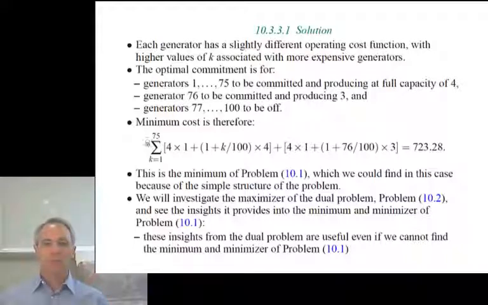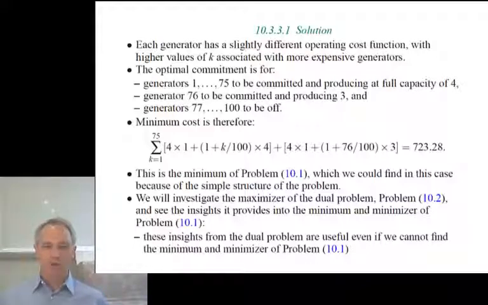In this case, we can calculate the minimum cost. It's the sum over k of 1 through 75 of the cost of each of generators 1 through 75 to operate at 4 units. The generator has to be in service, z_k has to be 1, and x_k has to be 4. Moreover, generator 76 has to be in service and operating at 3. That comes to a total of 723.28 and is the minimum of problem 10.1.